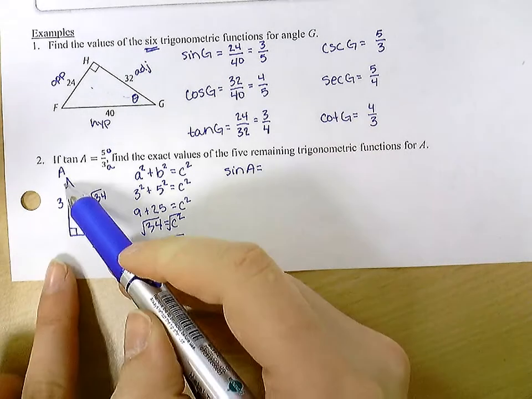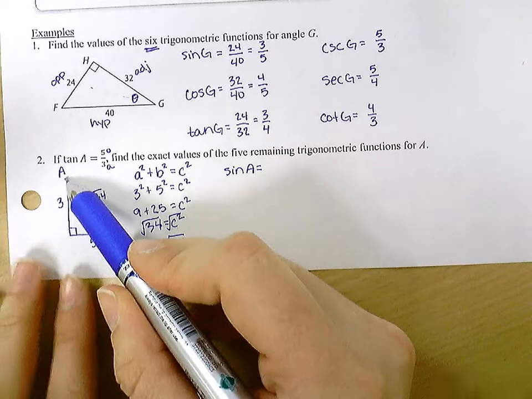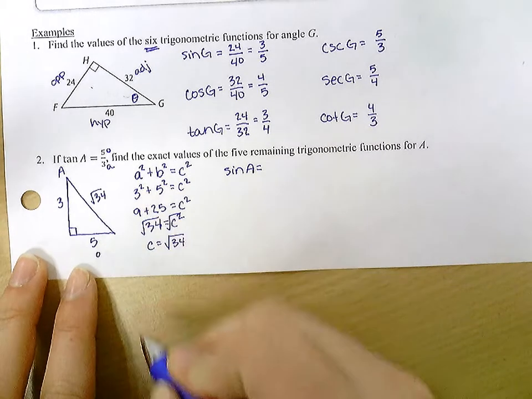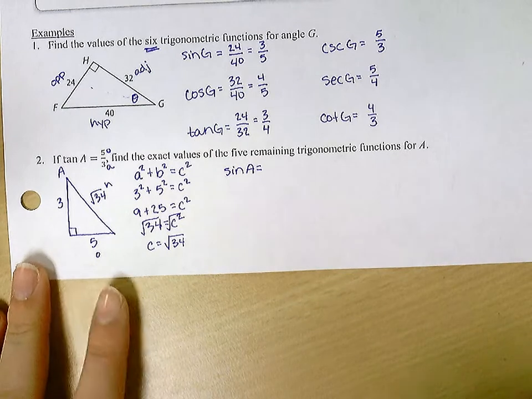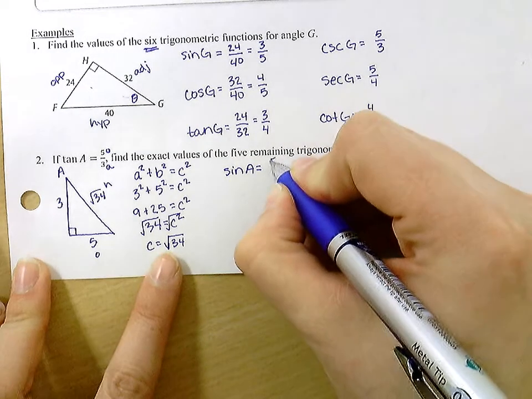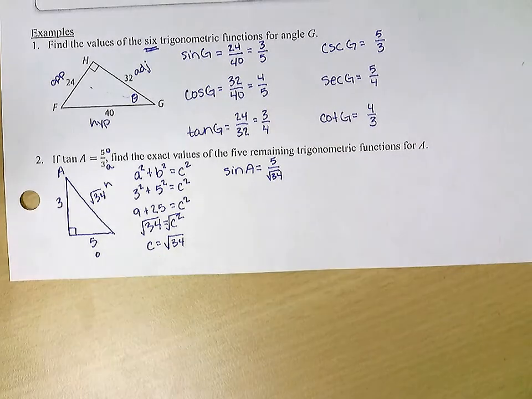Okay, from angle A, sine is opposite over hypotenuse. So my opposite side is 5, and my hypotenuse is the square root of 34. So I would have 5 over the square root of 34. Now I can't leave that like that. No, I can't. You can't have a radical in your denominator.